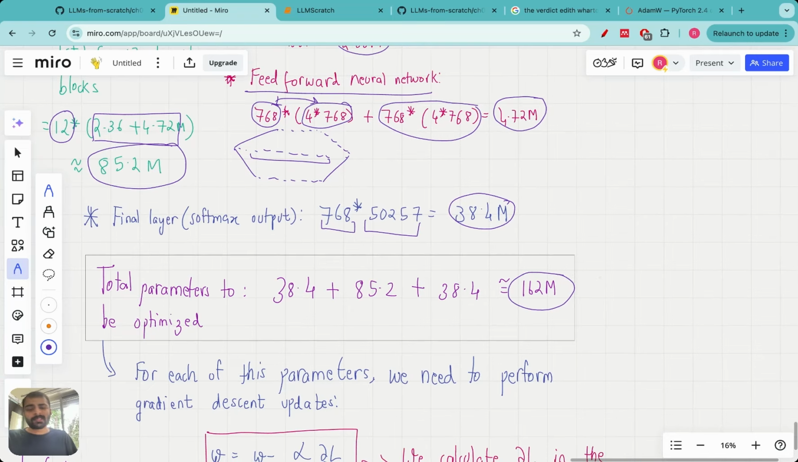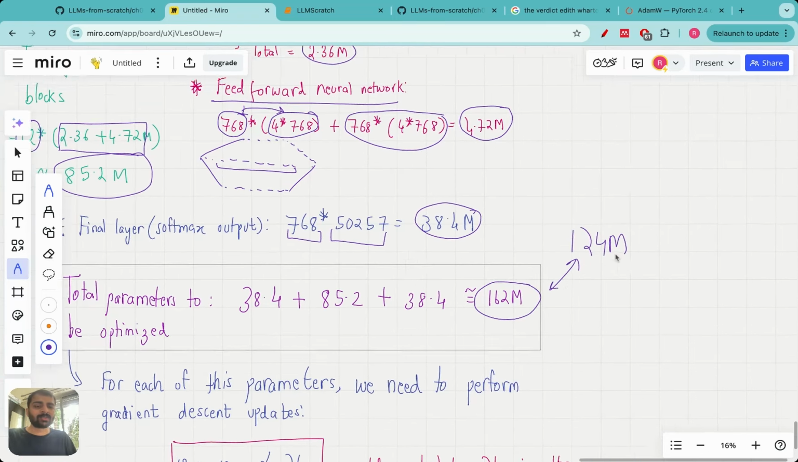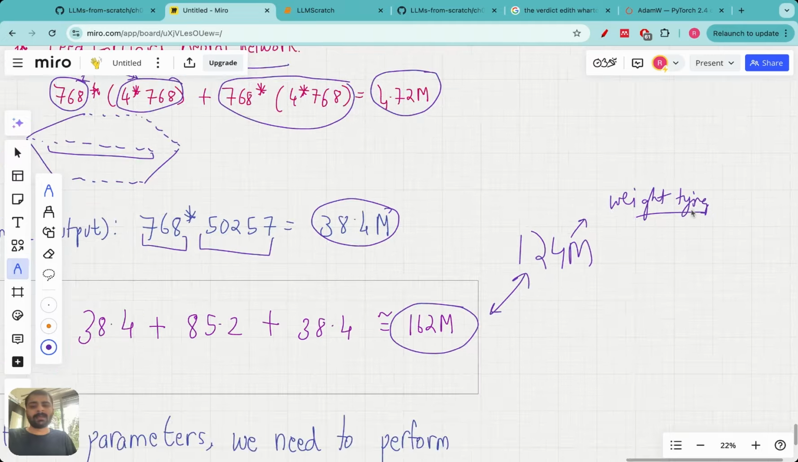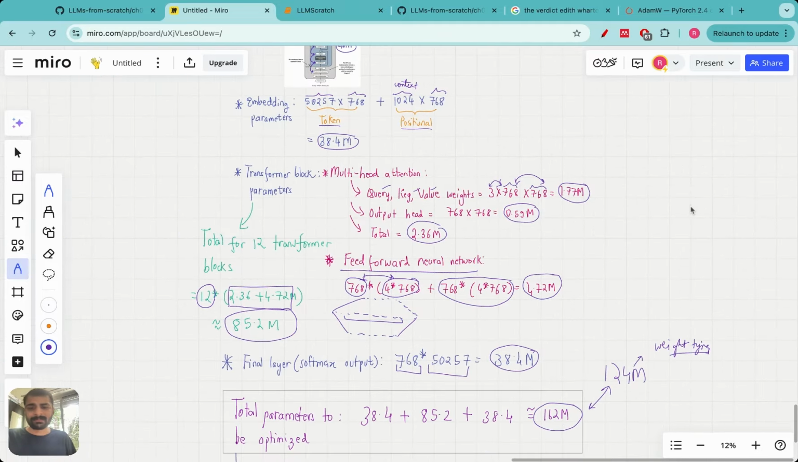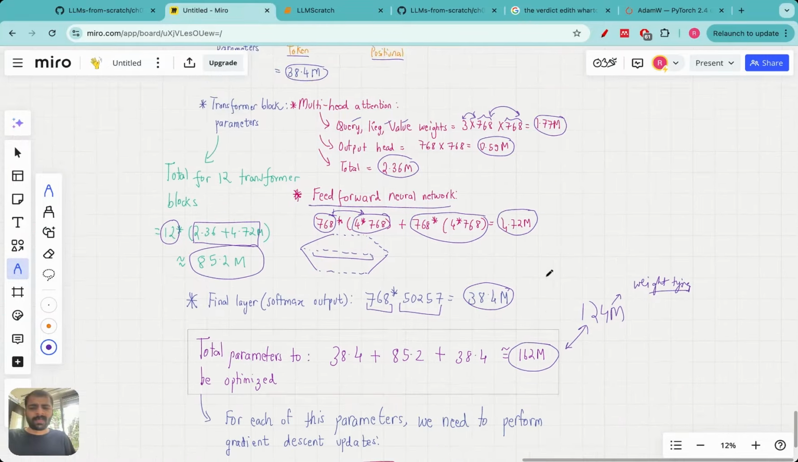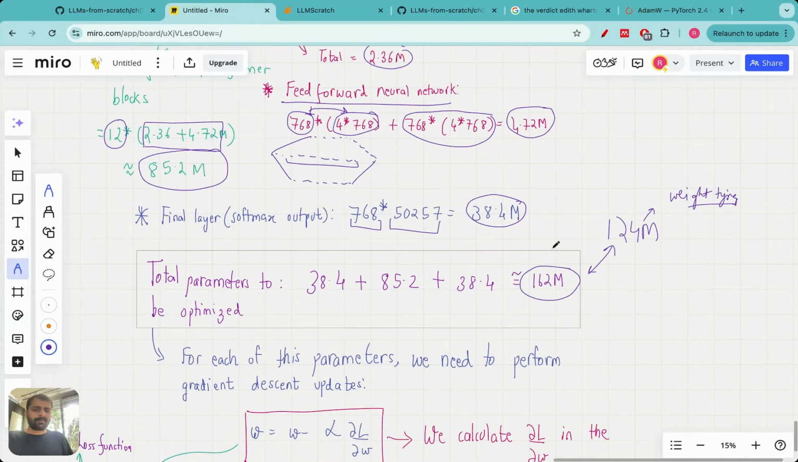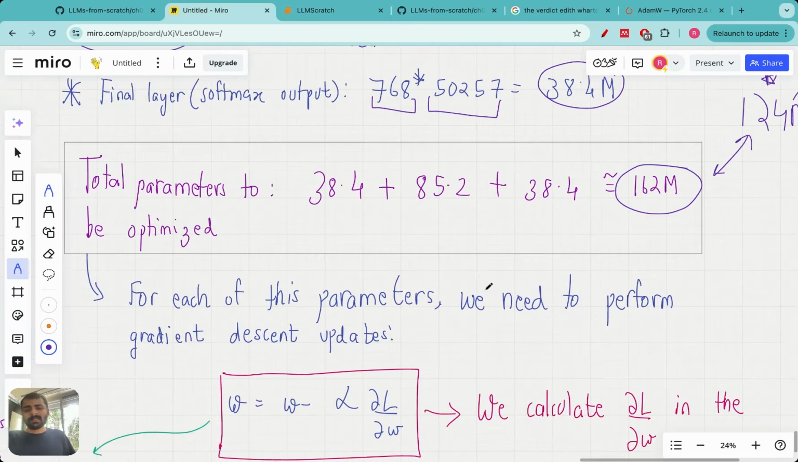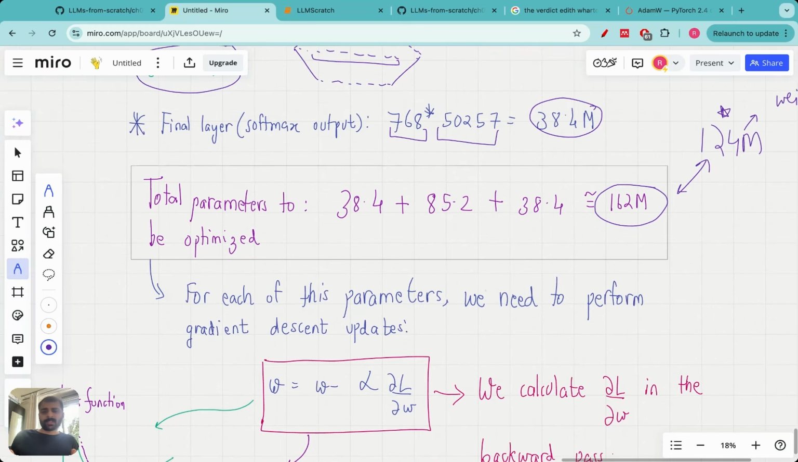GPT-2, on the other hand, the smallest model is 124 million, right? So the reason for this discrepancy is that they use something called weight tying. So in the output projection layer, they recycle the same parameters as in the embedding layer. Hence we reduce that many parameters, and that's why the number of parameters in the GPT-2 smallest model comes out to be 124 million. In any case, I want to illustrate here the scale of this operation, and I want you to understand how the number of parameters comes to be of the order of 100 million.